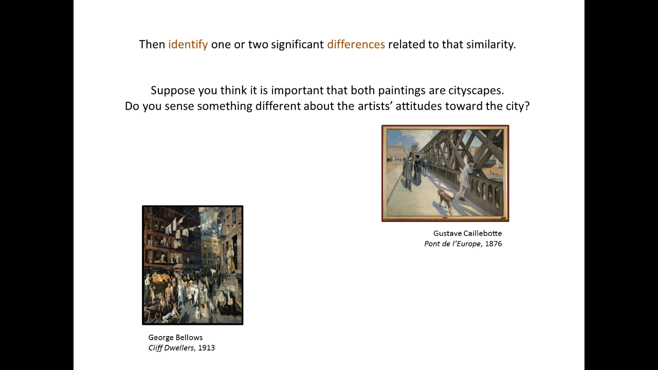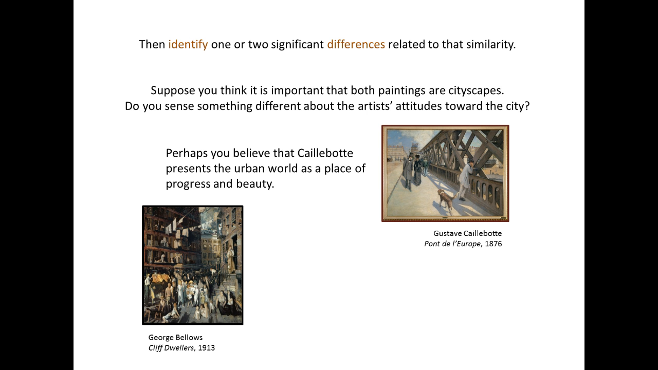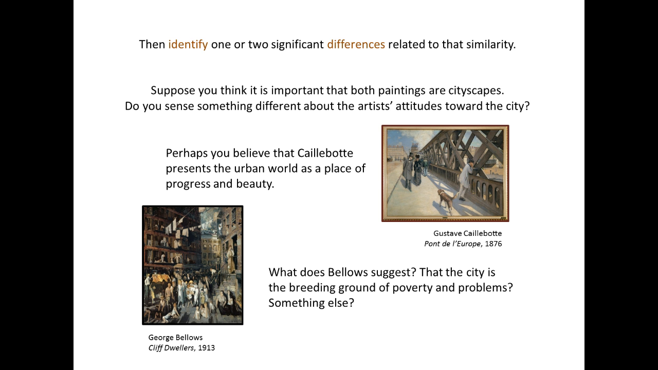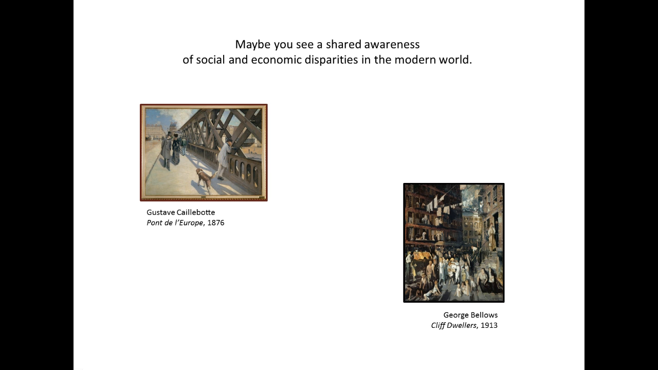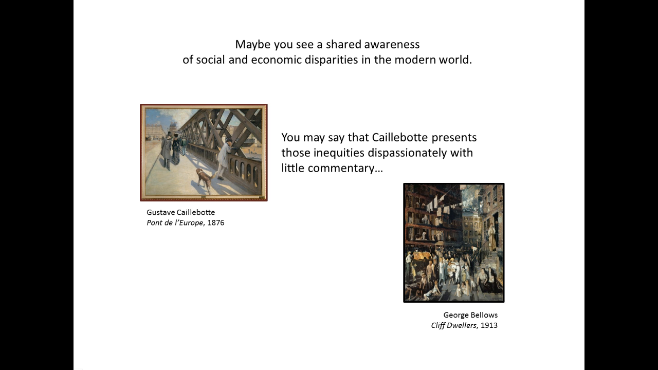Suppose you think it is important that both paintings are cityscapes. Do you sense something different about the artist's attitudes toward the city? Perhaps you believe that Caillebotte presents the urban world as a place of progress and beauty. What does Bellows suggest? That the city is the breeding ground of poverty and problems? Something else? Maybe you see a shared awareness of social and economic disparities in the modern world. You may say that Caillebotte presents those inequities dispassionately with little commentary, and that Bellows creates a complicated narrative and a sort of social polemic.